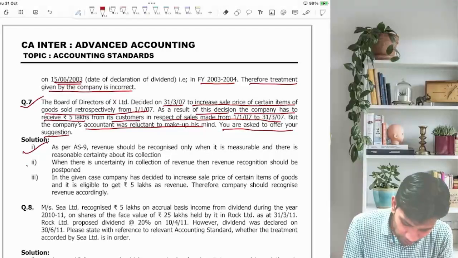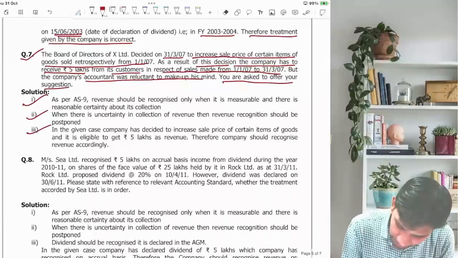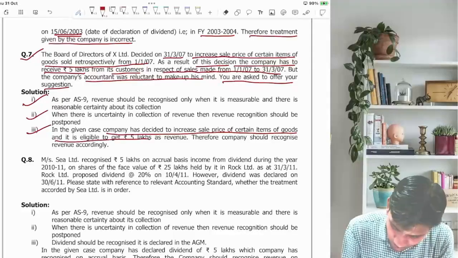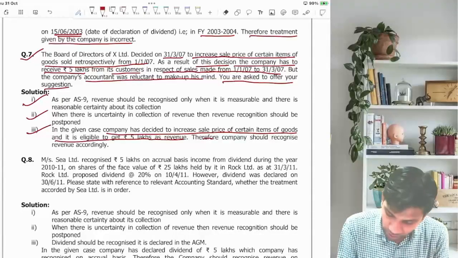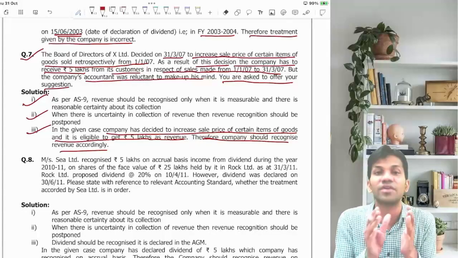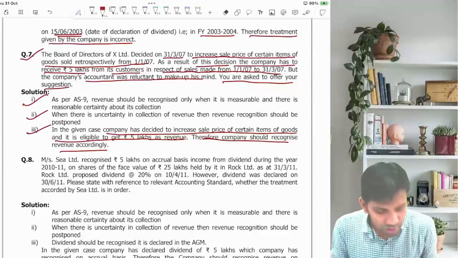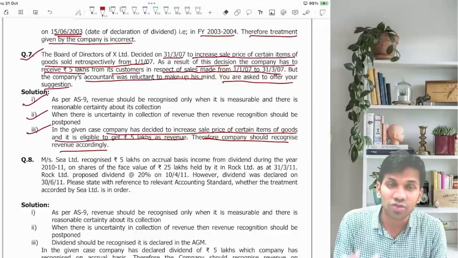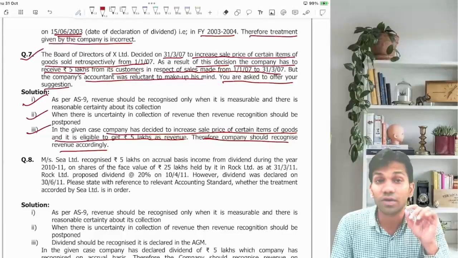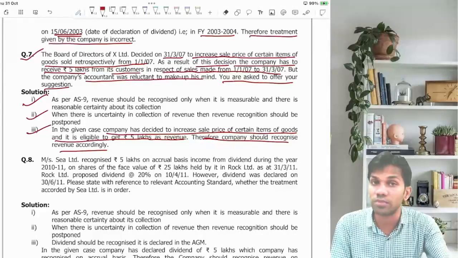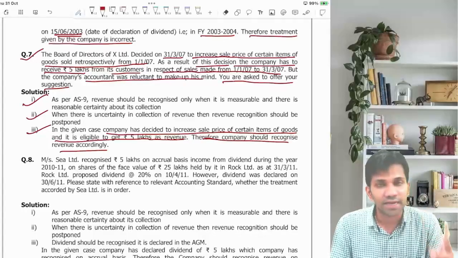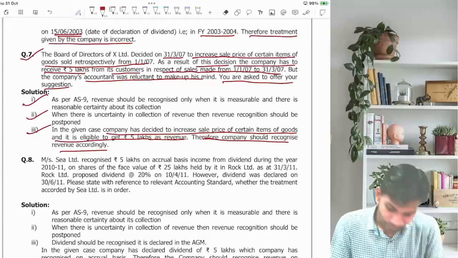In the given case, point number 1 and 2 done. In the given case, the company has decided to increase the sale price of certain items or goods and it is eligible to get 5 lakhs as revenue. Therefore, the company should recognize the revenue accordingly. Accordingly means if it is certain, recognize it. If it is uncertain, postpone till the extent of certainty. So, the first 7 questions of your AS-9 are over. I hope it is very clear how to write it, how to present. I have clearly mentioned which point number first, which point number 2. So, first will be the provisions. Second will be, in the given case, what is given.